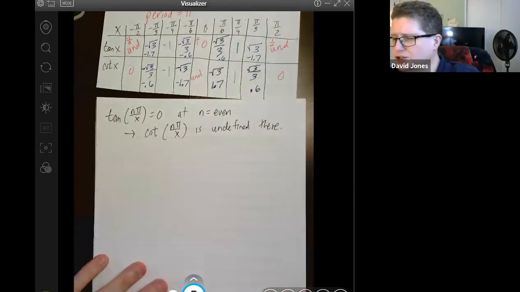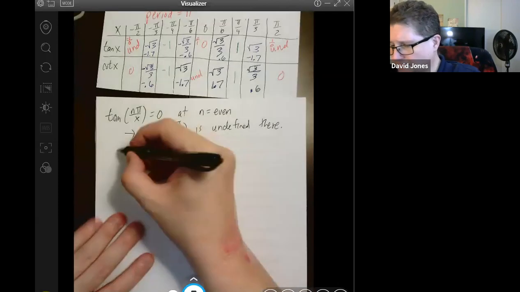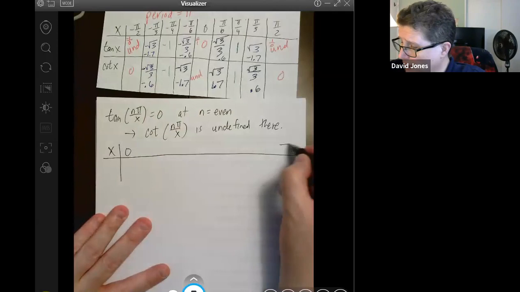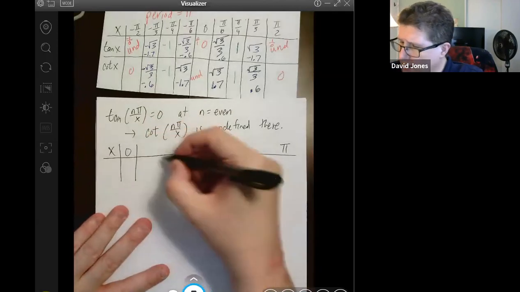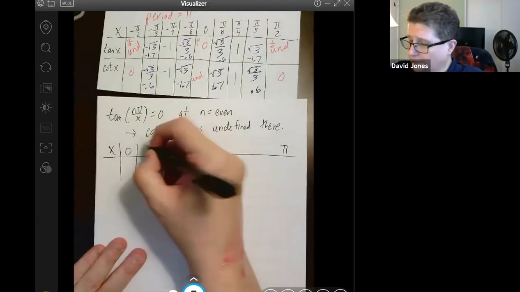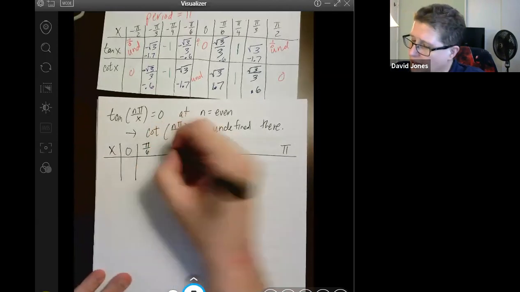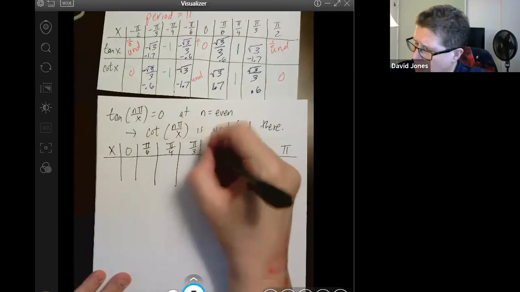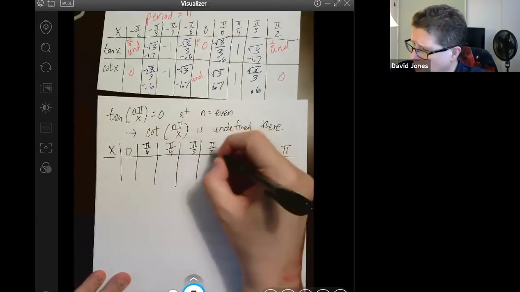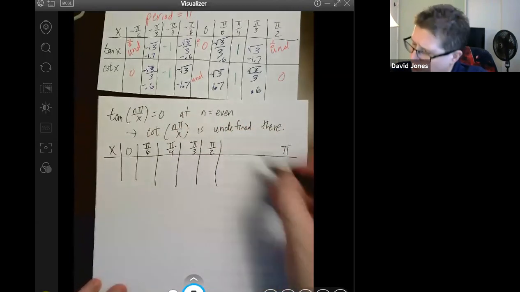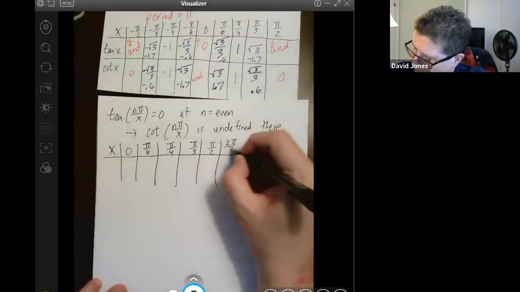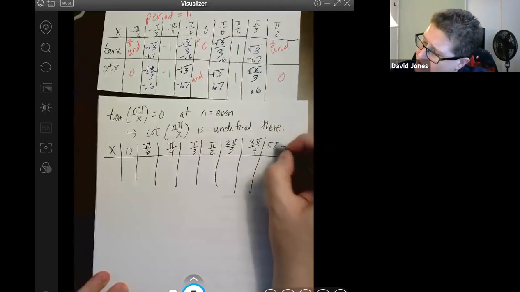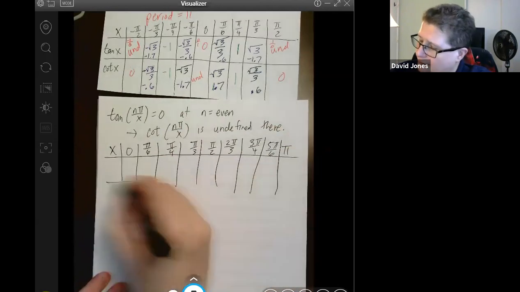So maybe let's do our chart from 0 to pi. What do we got first? We got pi over 6, we've got pi over 4, pi over 3, pi over 2, 2 pi over 3, that's the next one, 3 pi over 4, 5 pi over 6, and then pi.